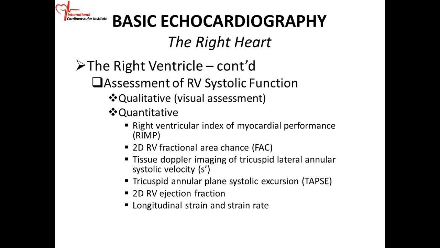I'm not sure if we had discussed it for the left side, but it's basically HIMP. It's index of myocardial performance. And you can do it on the left side and you can do it on the right side, okay? For the right side, we use fractional area change, FAC. So 2D fractional area change. And we're gonna go over each of these in detail.